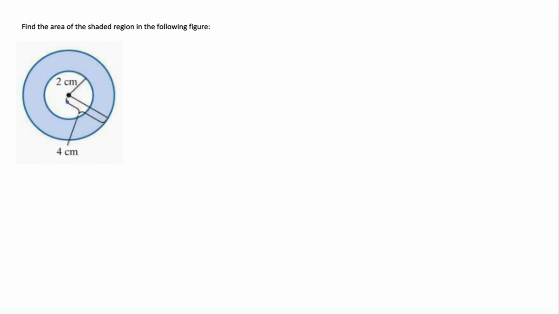The area between the large one and the small one here. You can think of it like a donut. So we're finding the area of this shape right here. Now it appears that we want to find the area of the large circle and then subtract the area of the smaller circle, or the inner circle.